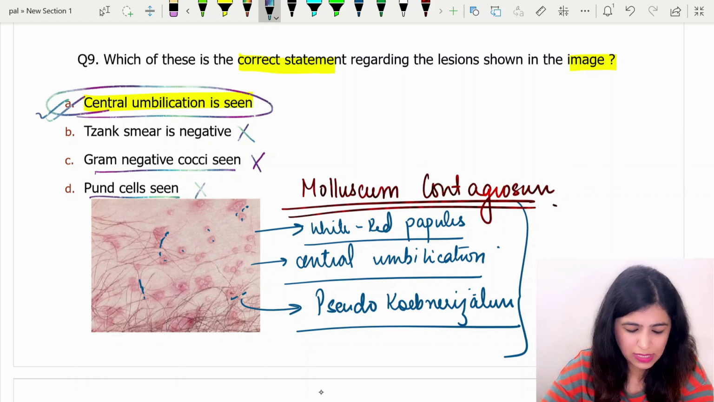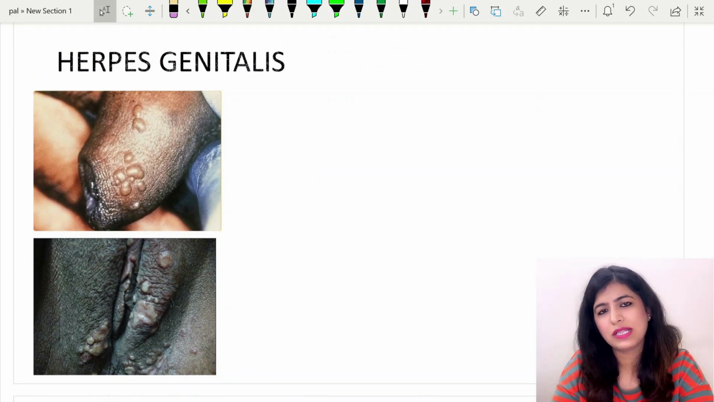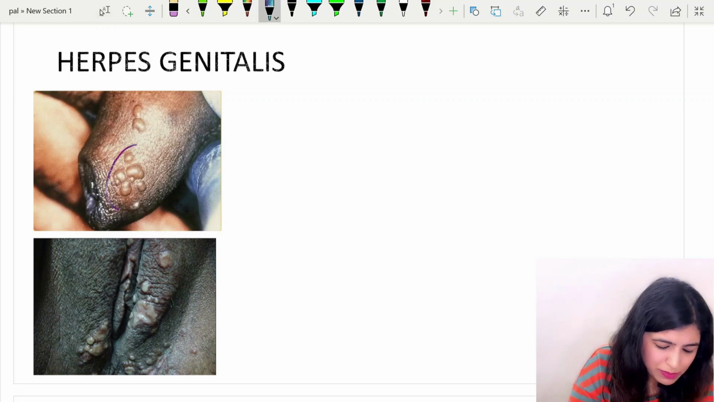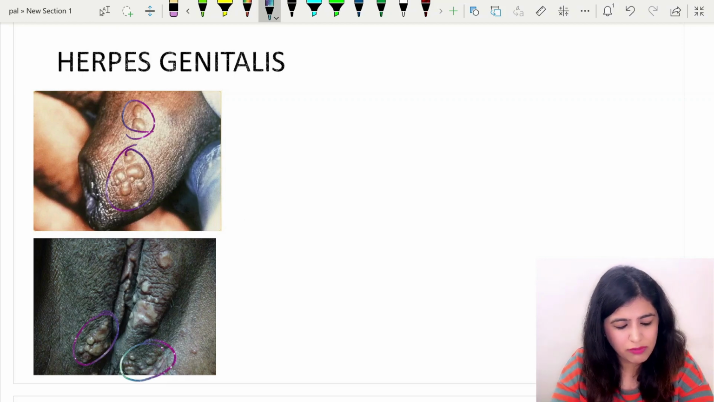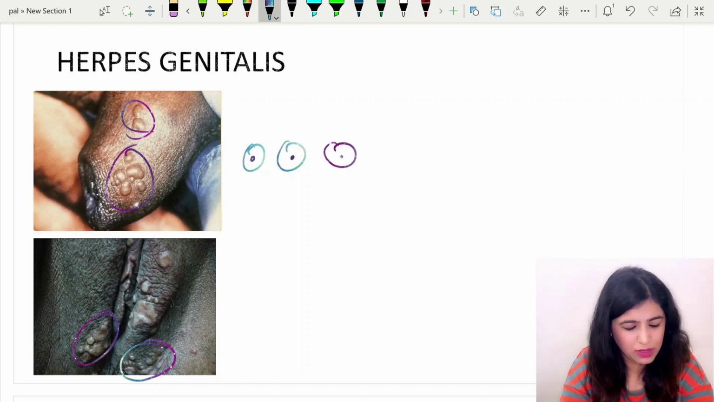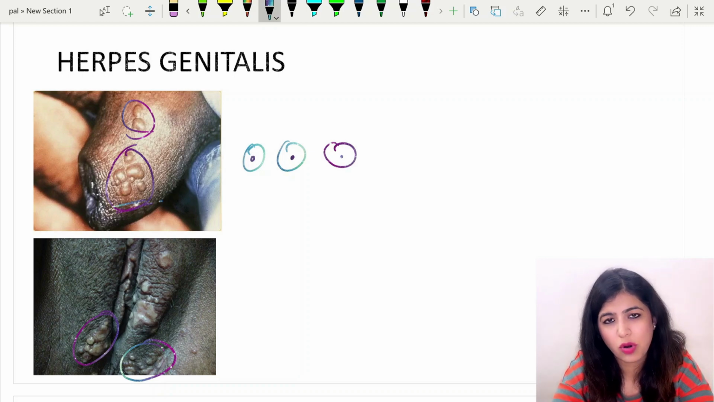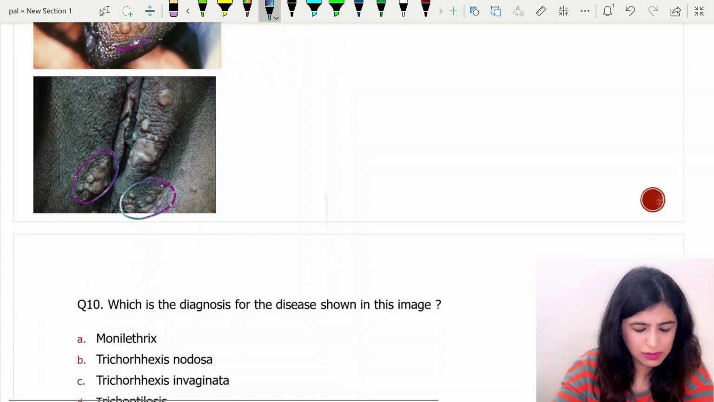Central umbilication is seen. Now, as feedback from the students, I heard that a lot of you found that those lesions look like vesicles and you marked answers for herpes. But no, see, herpetic vesicles will look like this. They will be clear fluid filled, sometimes even purulent, but they will be fluid filled lesions. They will not be papules. Yes, in the exam, sometimes in the images you can't really make out, but still the central umbilication seen in that image took you more towards molluscum. Here in the vesicles, there is nothing like a central dot. Okay, so there has to be a differentiation between herpes genitalis and the molluscum.